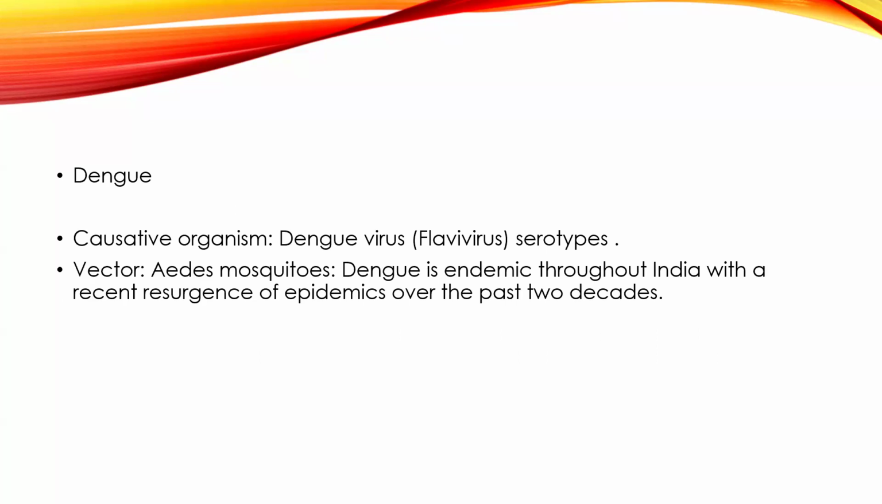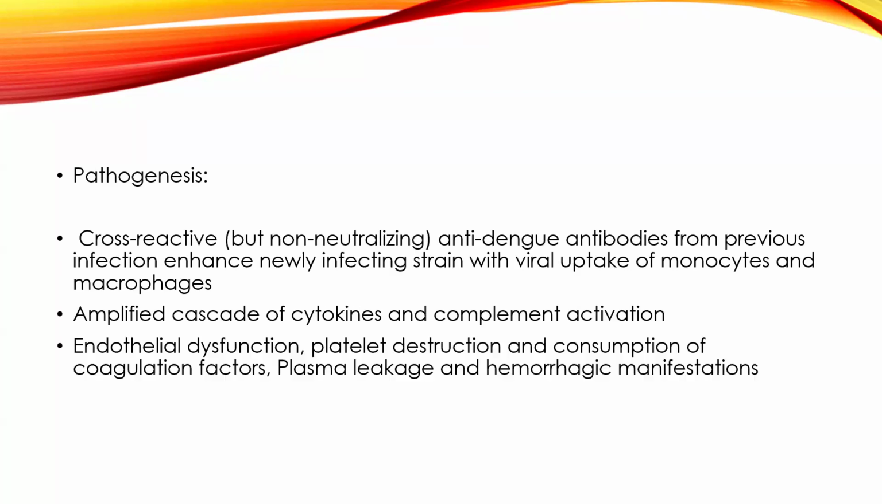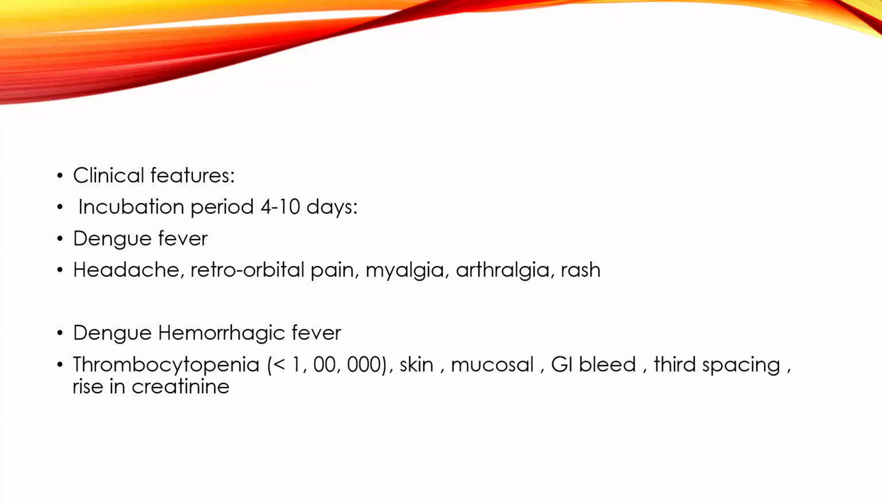Then dengue causative organism is dengue virus serotype. Then vector is Aedes mosquito. Dengue is endemic throughout the India with recent resurgence of epidemic over past 2 decades. Then the pathogenesis, cross reactive anti-dengue antibody from previous infection, enhance new infecting strain with viral uptake of monocytes and macrophage, amplified cascade of cytokines and complement activation, endothelial dysfunction, platelet destruction, and consumption of coagulation factor, plasma leakage, and hemorrhagic manifestations.